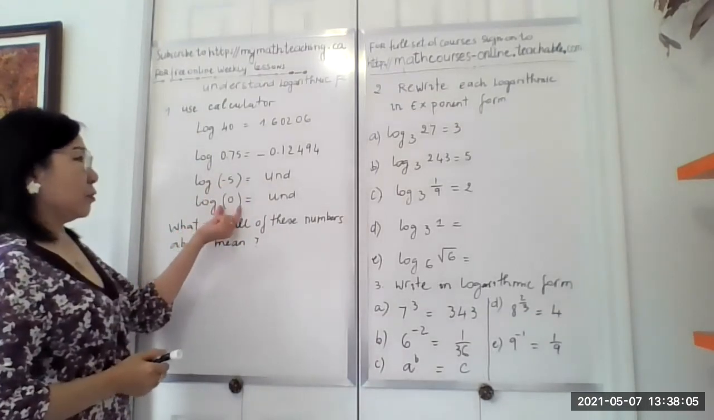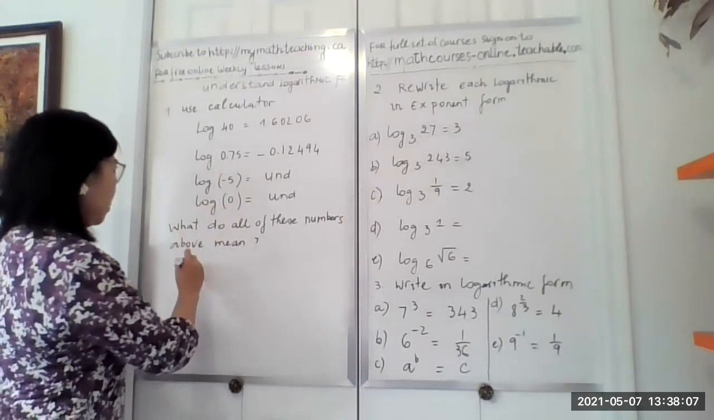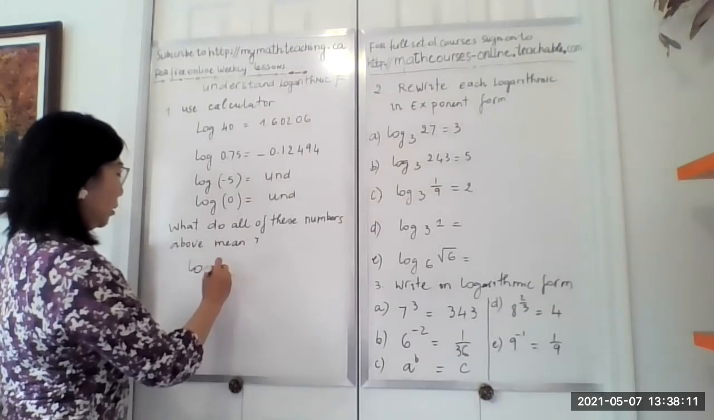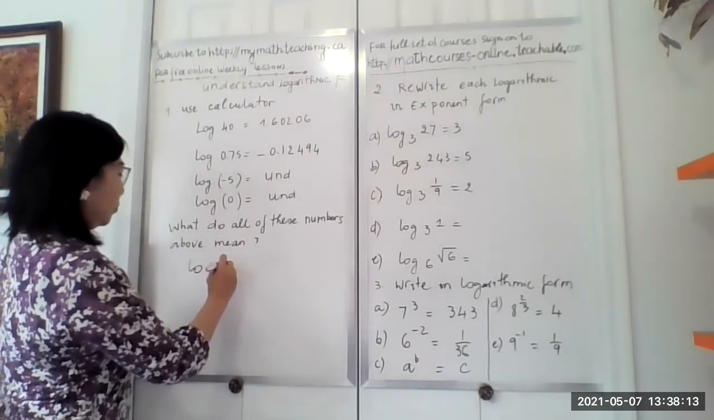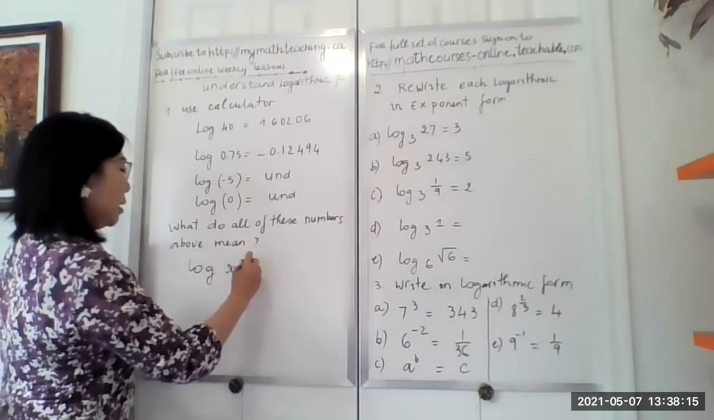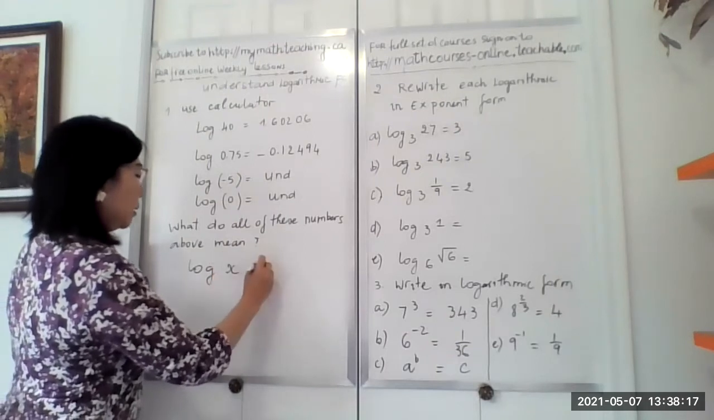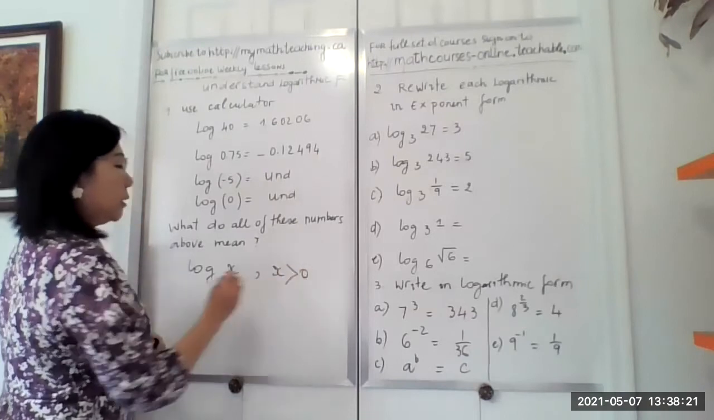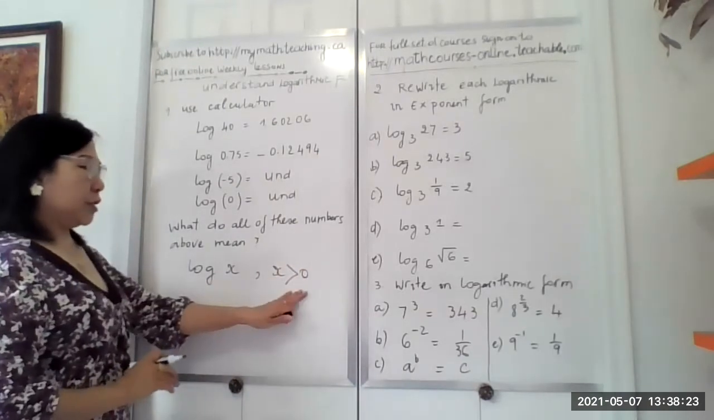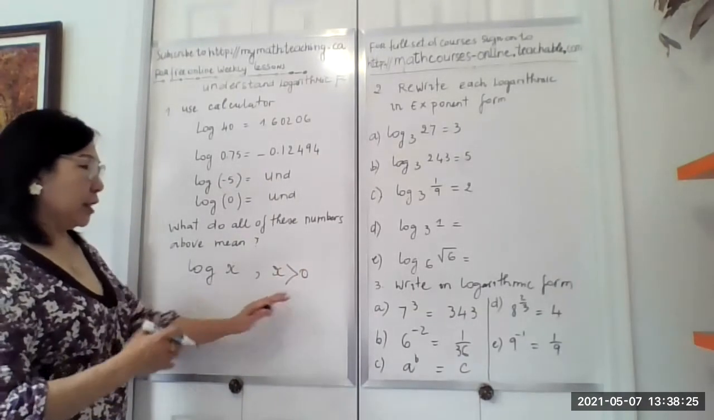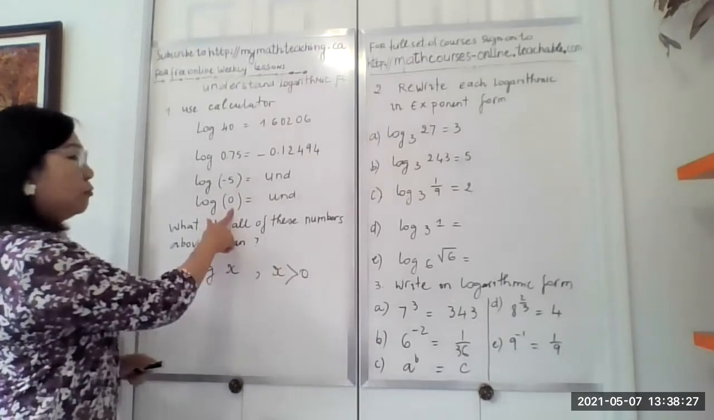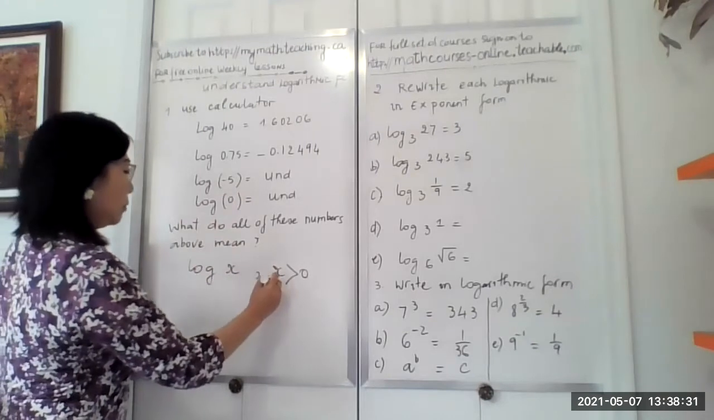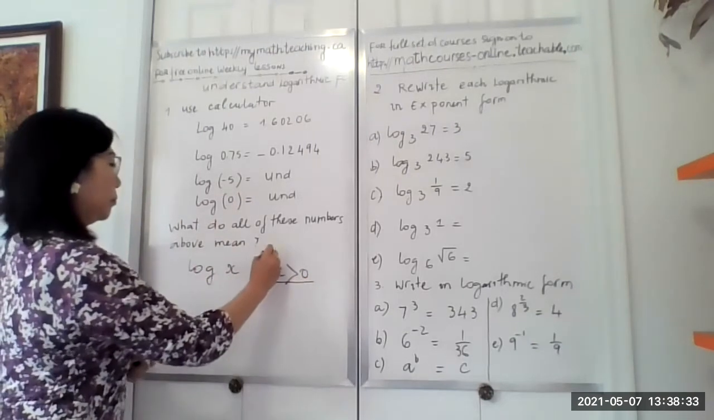And log of 0, so it means if you have log of x, then we have to state the restriction: x has to be bigger than 0, which is, x has to be not a negative number and not equal to 0 as well. So based on this, we have a restriction like this.